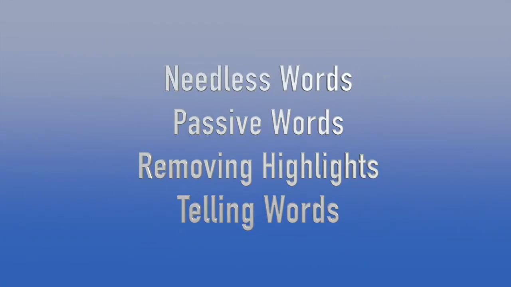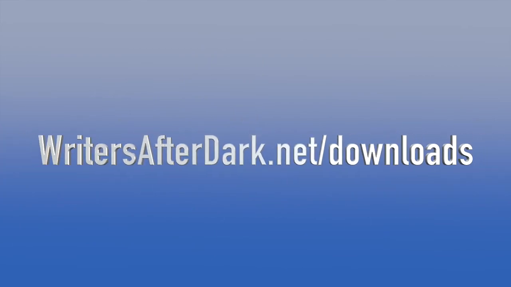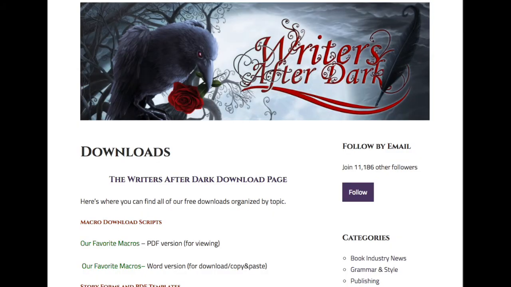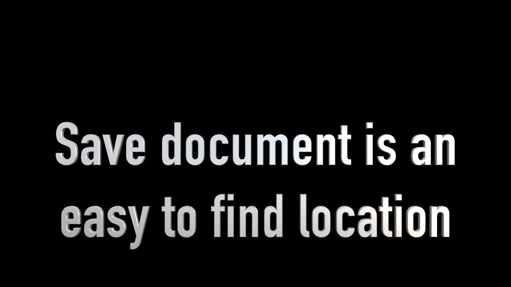Your macro cheat sheet contains 4 macros. We're going to be installing just 3 of the 4 today: needless words, passive words, and remove all highlights function. But before we begin, make certain you first visit writersafterdark.net/downloads and either download the Word document containing the macros or copy and paste them to your own Word document or text editor. Also, to make it easier, you might want to save this document to your desktop or in a file that will be easy to locate because you'll be going back and forth between this file and your Word document. Okay, now that you have the file, we're ready to get started.